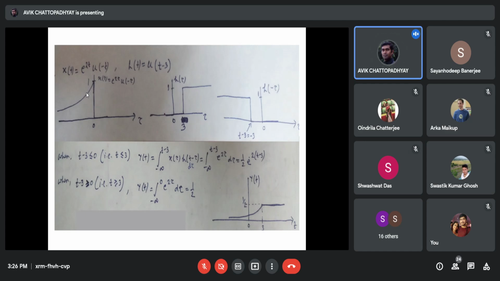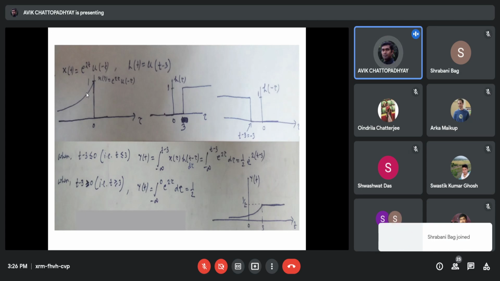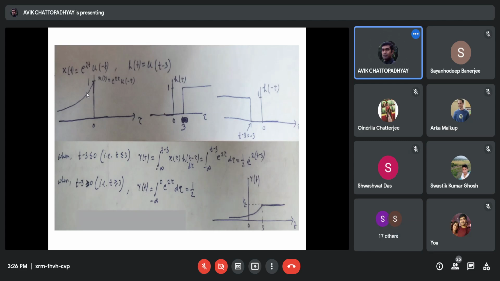So flipped or fold or rotate, whatever you say, about the vertical axis, y axis. So you just flip it and it becomes h of minus tau. And here h of minus tau is actually this point. This point now comes here at this side. Okay, you have to just keep a note on that. You have to carefully observe where this point actually goes.